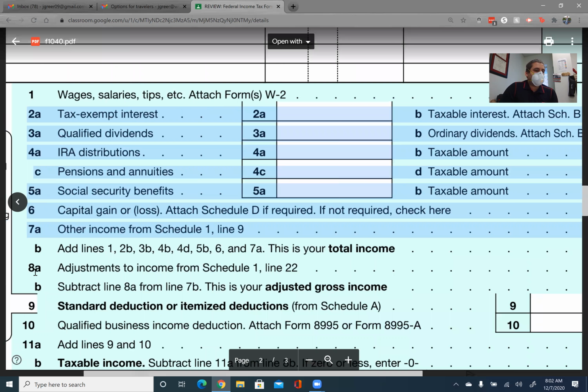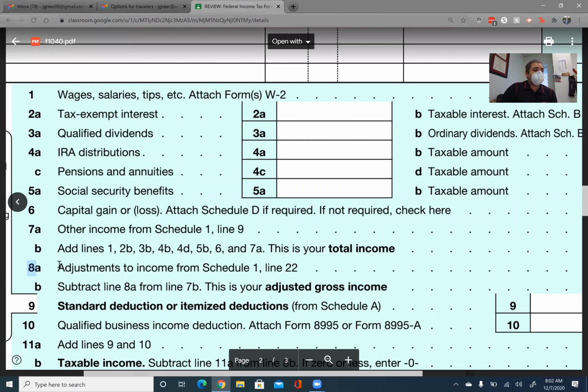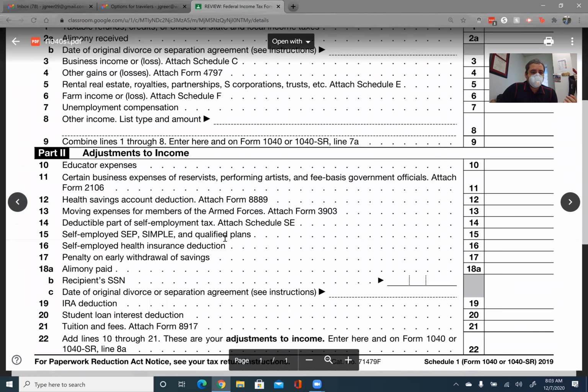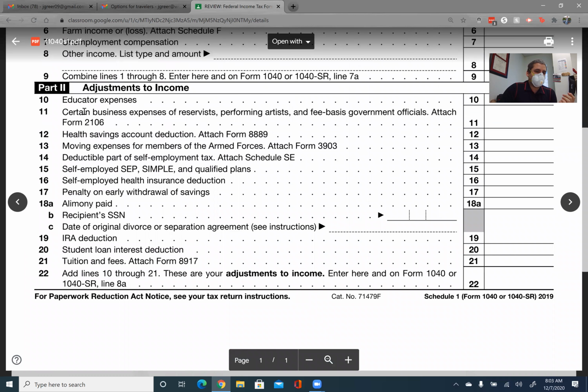All right. Now line 8, we're adjusting. So these are going to be adjustments. Line 8 is what's going to help lower our taxable income, which is a good thing. Because if we're able to lower our taxable income, what does that mean for the amount of taxes we pay? It's lowered as well, right? Okay, so line 8, it says again, schedule 1, line 22. So we've got to go back to schedule 1. Okay, line 22 is down here. So that means we've got to look at everything up here.